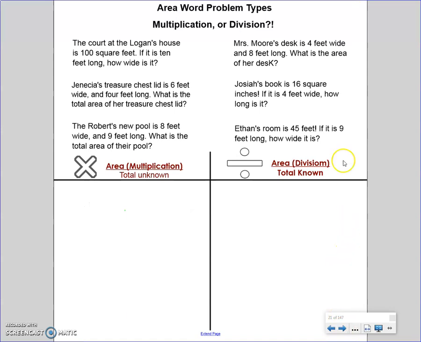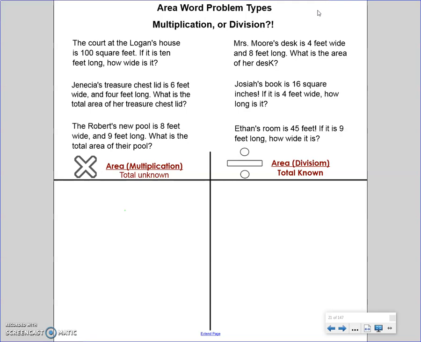Let's go ahead and look at a couple of area problems. Some of these are area multiplication, and some of them are area division. Area multiplication and area division are very, very similar, just like how equal-sized group multiplication and equal-sized group division are very, very similar. The only difference between an area multiplication problem and an area division problem is that in an area division problem, you know the total area. But in an area multiplication problem, you're trying to find the total. You do not know the total.